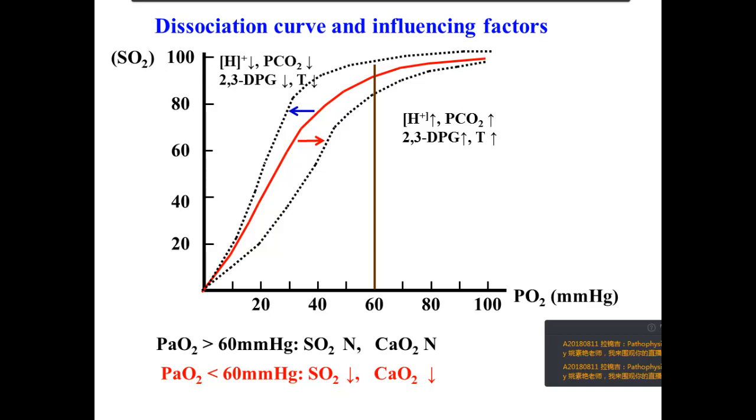So if hydrogen decreases, as in alkalosis, then partial pressure of carbon dioxide decreases, 2,3-DPG decreases, and temperature decreases. The dissociation curve shifts left and the affinity of hemoglobin for oxygen increases. Oxyhemoglobin liberates less oxygen to tissue cells, so hypoxia happens. In alkalosis, glycolysis is inhibited, leading to decreased 2,3-DPG. The patient may be hypoxic.